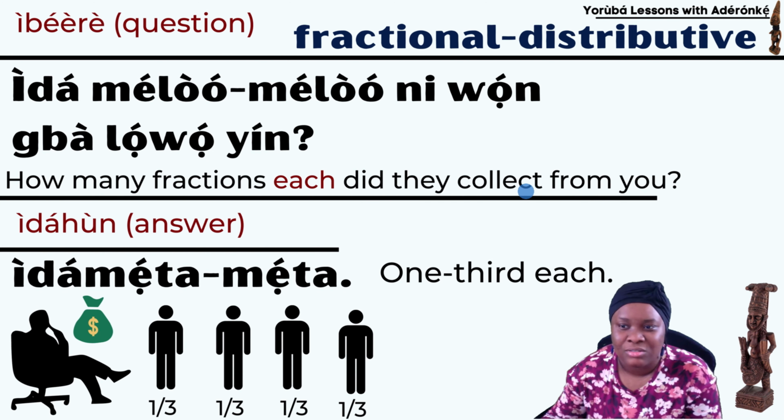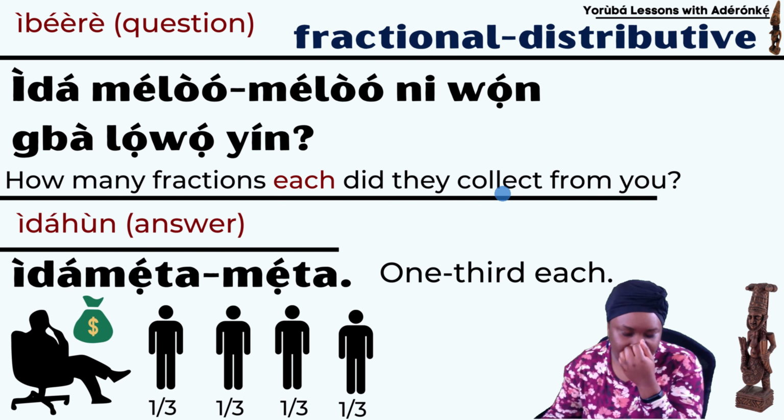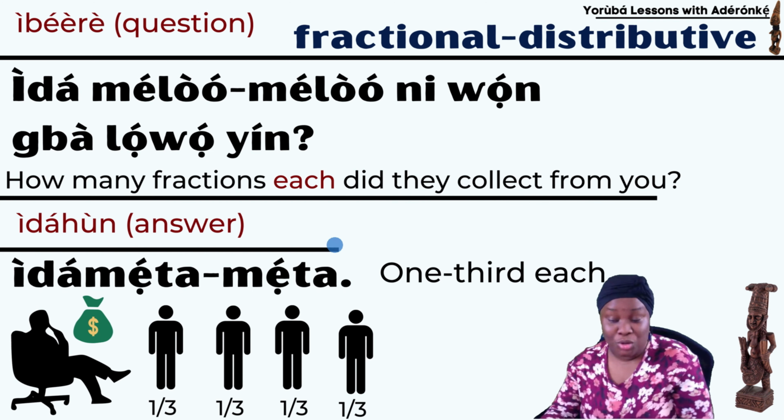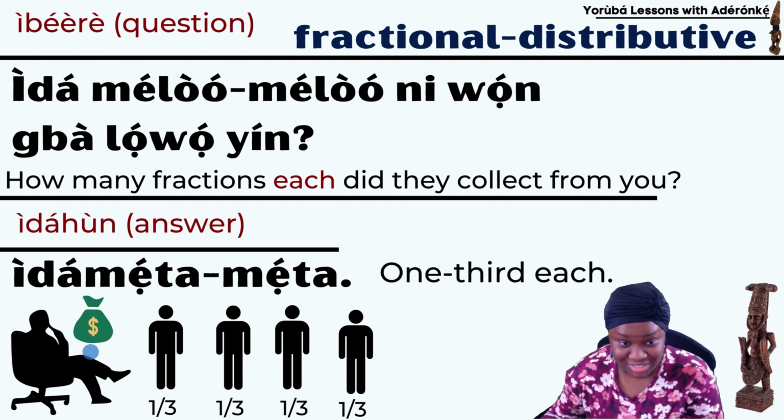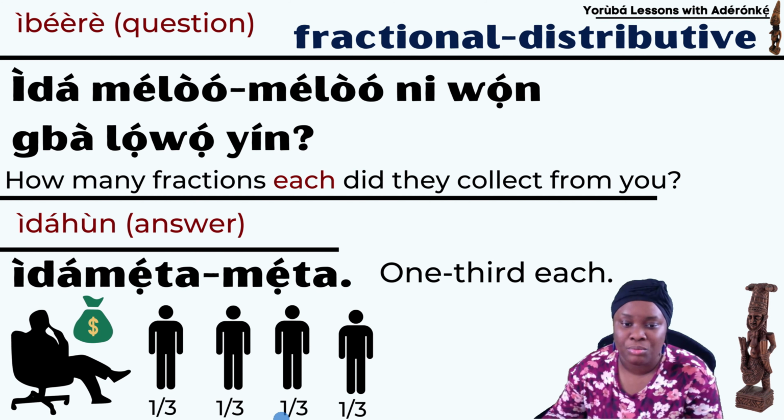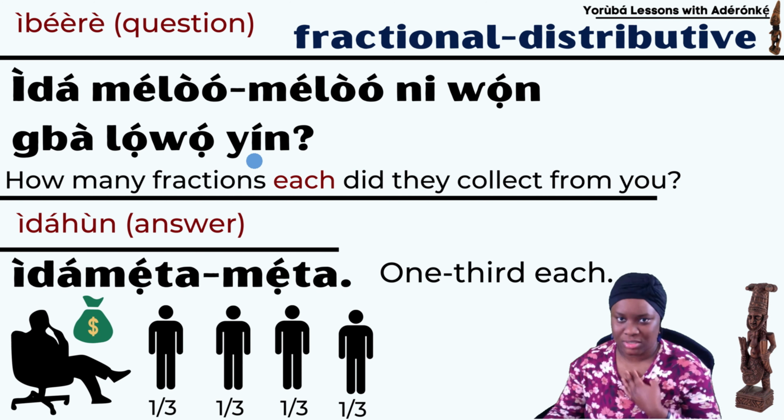Did the government collect from you? You're a group of employees. Somebody is asking you workers, what was the fraction of your earnings that was collected from you by whoever this is? It could be the government, it could be somebody. What fraction was it? They collected 1/3 from each of you. You would say ìdá mẹ́ta. They collected 1/3 each from us. Ìdá mẹ́ta ni wọ́n gbà lọ́wọ́ wa, from us.